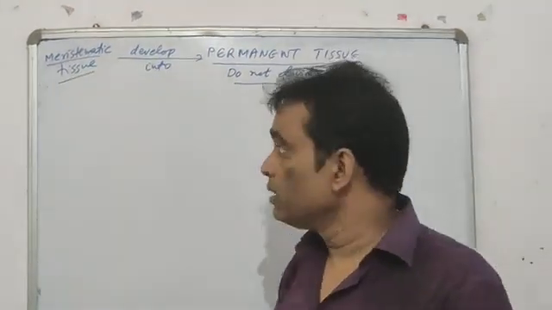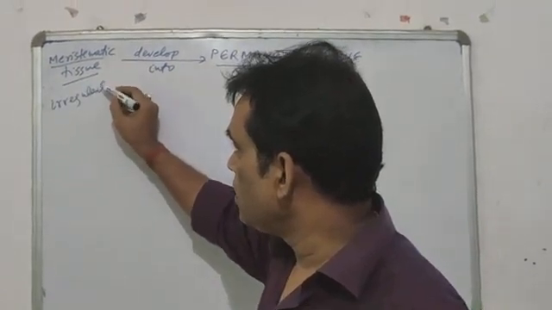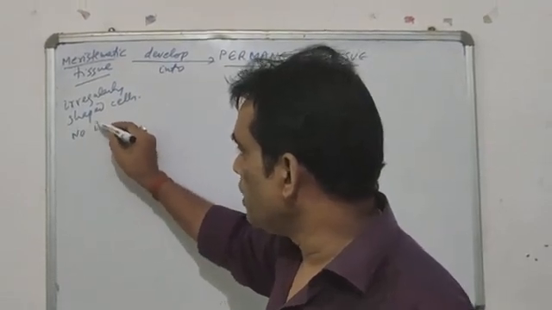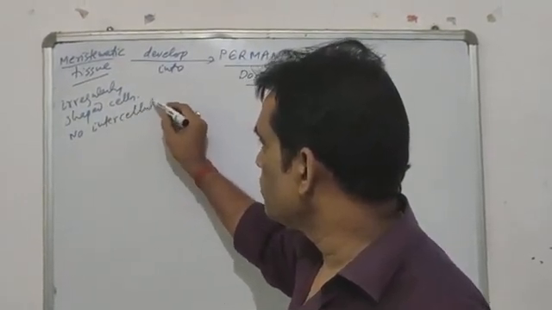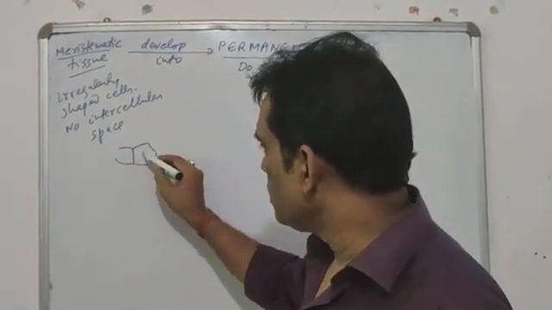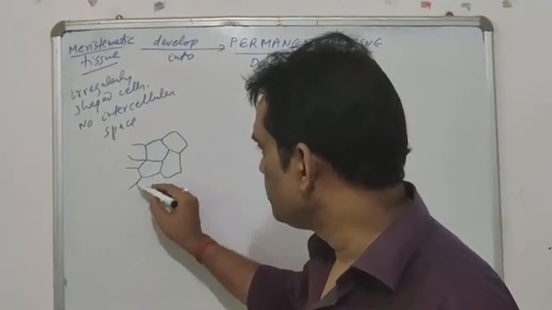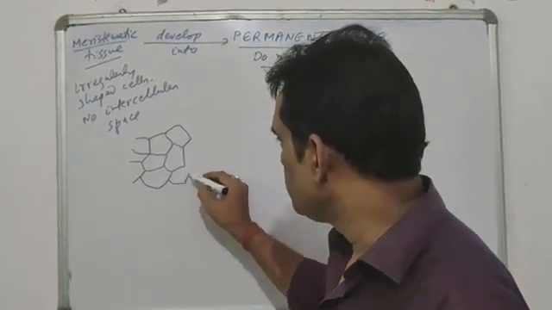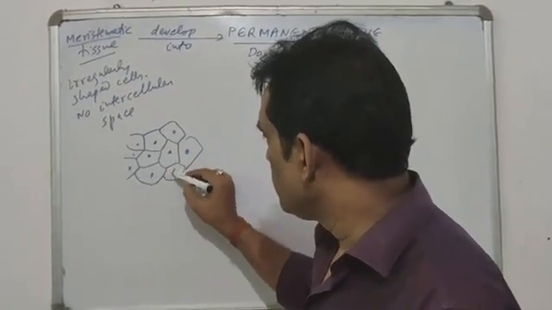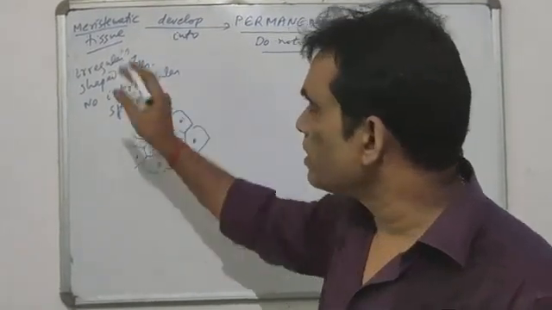That is not the only thing. If you see meristematic tissues, they are made up of irregularly shaped cells. They have no intercellular space. So if I draw a small portion like this, there are many cells which are irregularly shaped like this. Large number of cells having a nucleus and dense cytoplasm. So that is how you will look into a meristematic tissue.